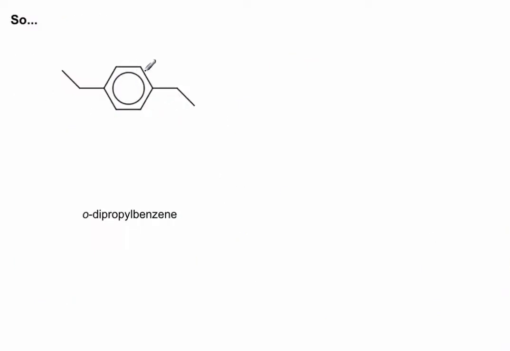Just a couple more examples. So here we have a benzene, and it's a 1,2 carbon branch. Those are both ethyl branches, and so that is p-diethylbenzene. Same as 1,4-diethylbenzene. Ortho-dipropylbenzene. So ortho is where they're next to one another.